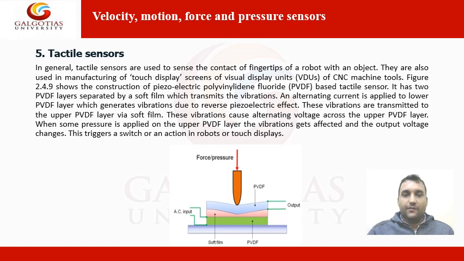It has two PVDF layers separated by soft films which transmit vibrations, and alternating current is applied to the lower PVDF layer, which generates the vibration due to the reverse piezoelectric effect. These vibrations are transmitted to the upper PVDF layer via the soft film. These vibrations cause an alternating voltage across the upper PVDF layer. When some pressure is applied on the upper PVDF layer, the vibrations get affected and the output voltage changes. This triggers a switch or an action in the robot or touch display.